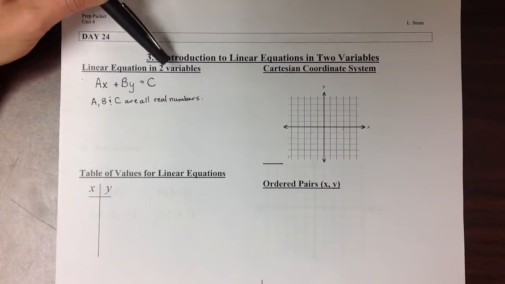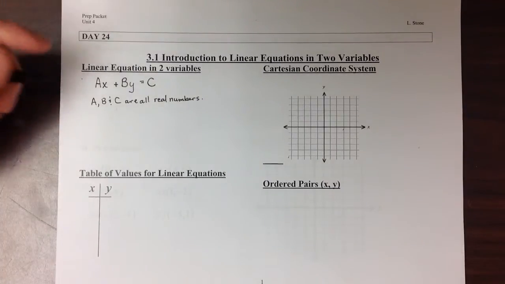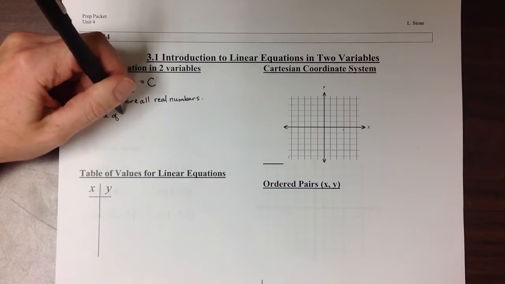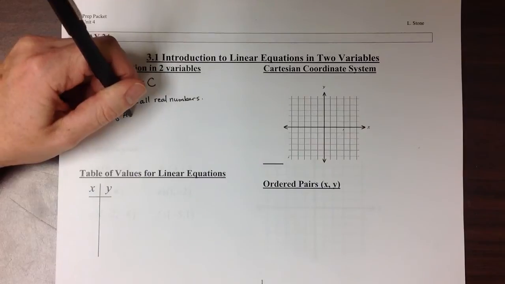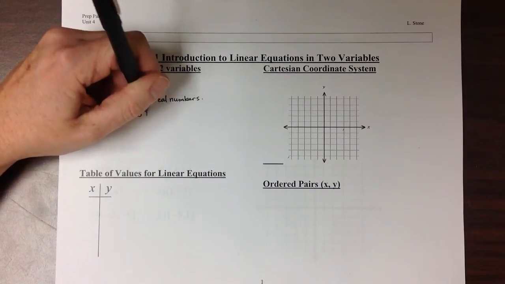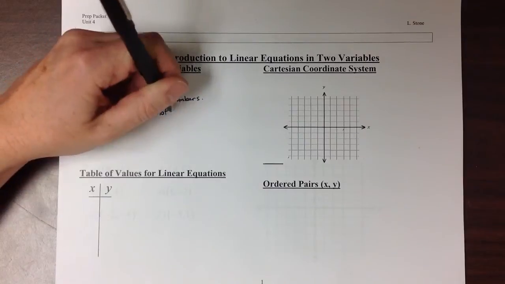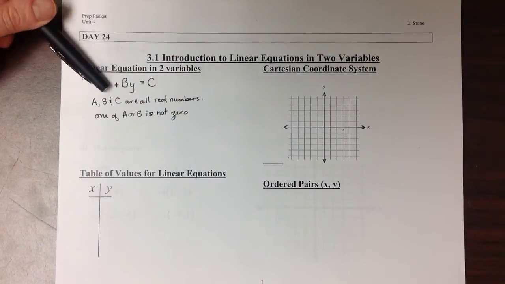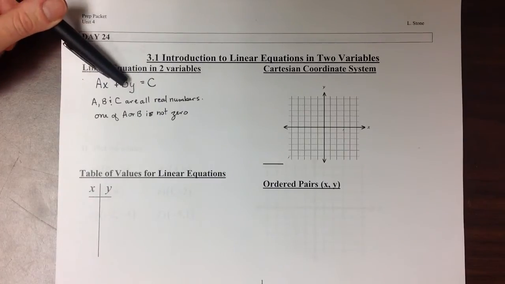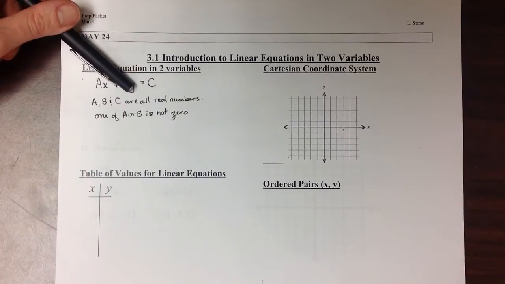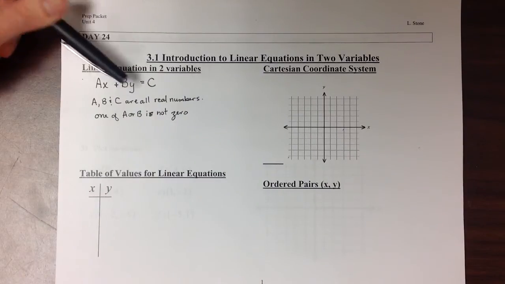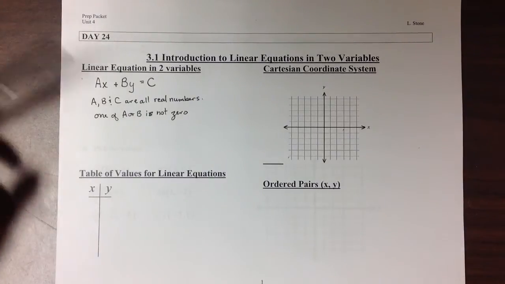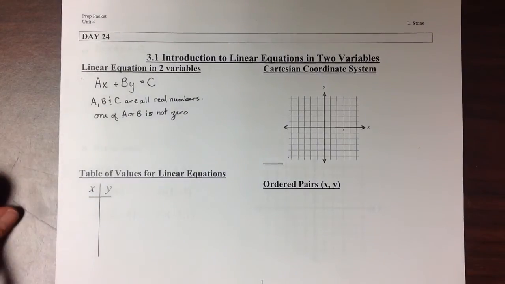The x and the y are going to be our two variables, and at least one of a or b is not 0. Okay, so a could be 0, which means the x term would disappear, but if that were the case, b could not be 0, or vice versa. B could be 0, making the b term disappear, but in that case the a could not be 0. And we'll be looking at some more examples of these as we go through the following lessons.